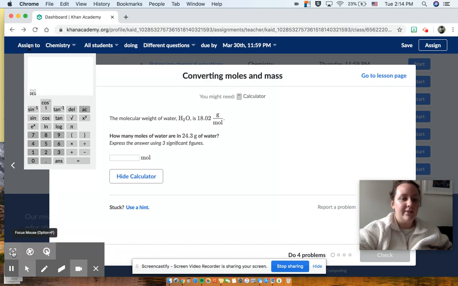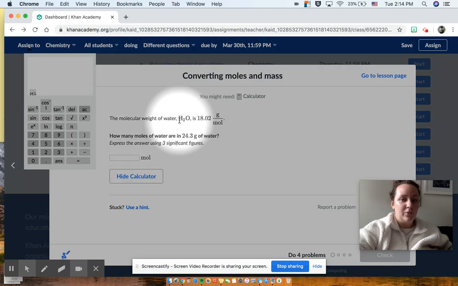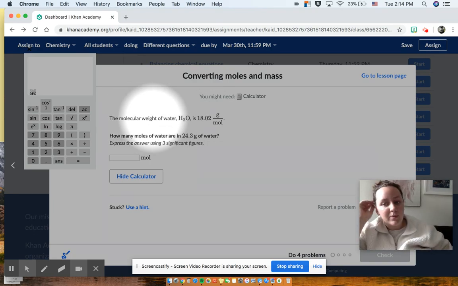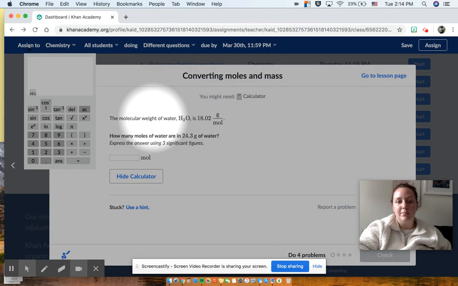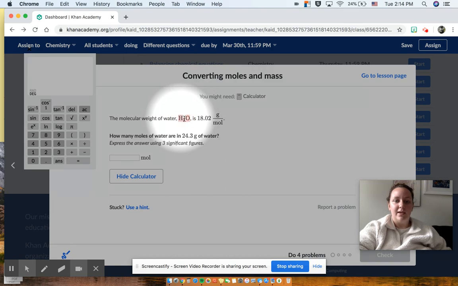So we are given the molecular weight of water, which is H2O, and that tells us that it's 18.02 grams per mole. Molecular weight is the exact same as molar mass, which is what we were practicing finding using the periodic table right before we left. So remember how we find that: you basically just look at what the molecule is. In this case, it's H2O. You find the molar masses for the different elements that are in that molecule and add them all together. So in this case, we have two H's and one O.